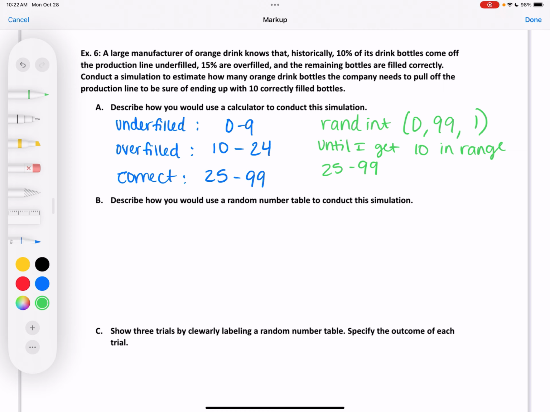So I'm going to do basically a tally for in range and then one for out of range. And I'm just going to do little tally marks to do that. So conduct it yourself and let's see what we each get when we do it. It's under math, probability is where you get to random integer.